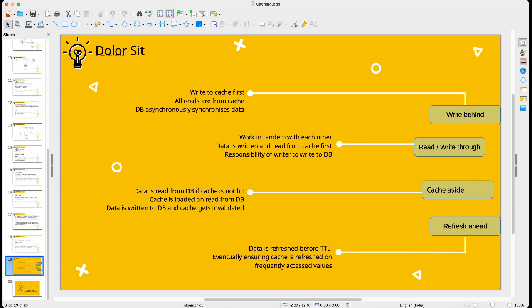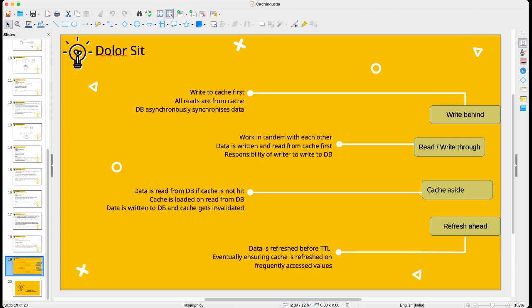Last, refresh ahead. The data is refreshed before the TTL, eventually ensuring the cache data is refreshed. The frequently accessed cached data is kept refreshed all the time. That is the advantage of this pattern, without putting much load on the application.